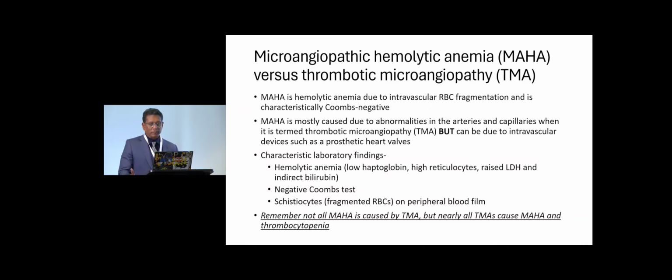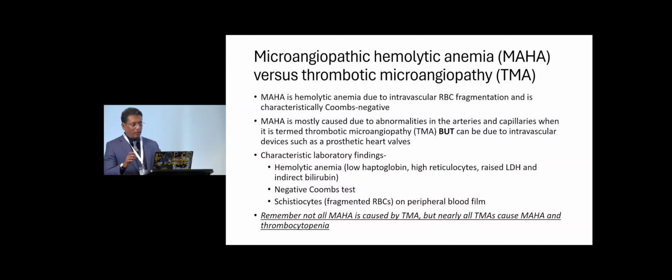So how does the patient present? The patient will present with anemia. You would have done your vitamin B12, folate, iron studies, and they were all negative. And then you thought of hemolysis, and then okay, low haptoglobin, high reticulocytes, looks like hemolytic anemia. And then the Coombs is negative. Negative Coombs test, and your hematologist colleague will tell you there's schistocytes. So remember, not all MAHA is caused by TMA, but almost all TMAs cause MAHA and thrombocytopenia.